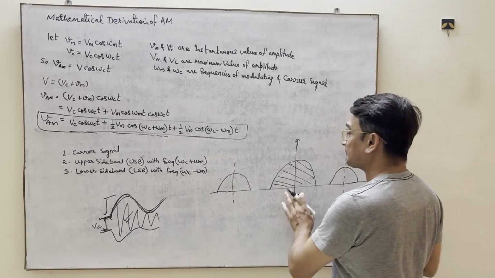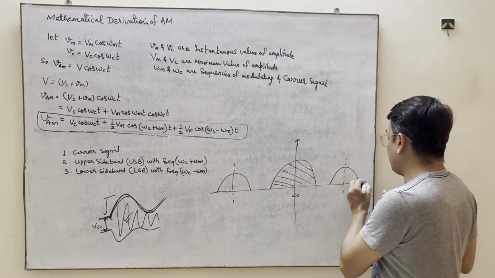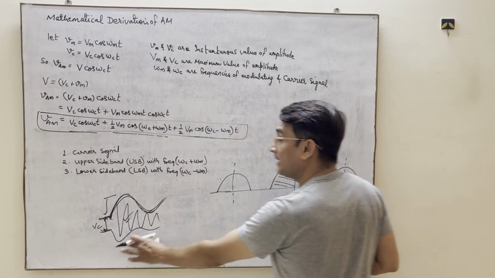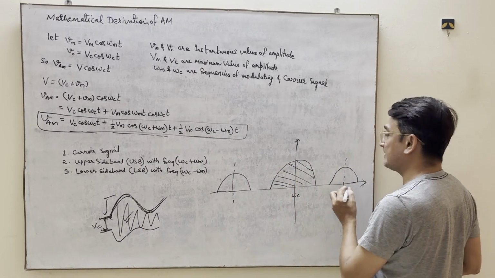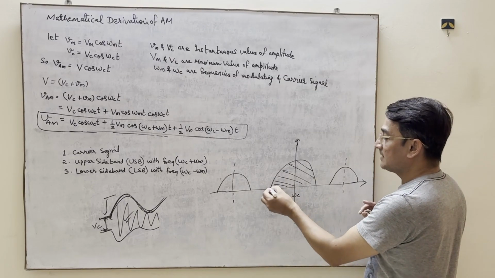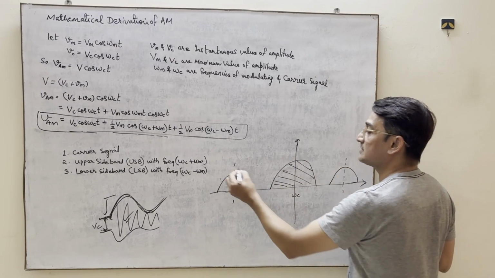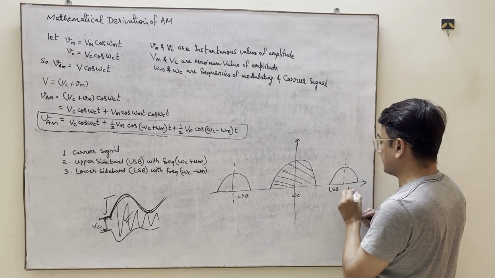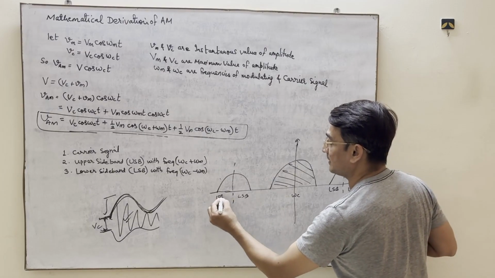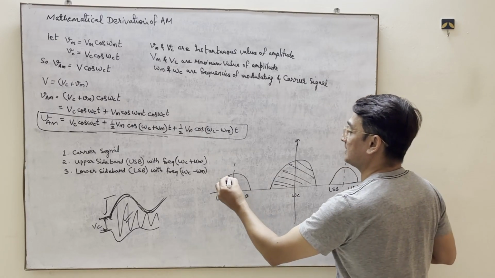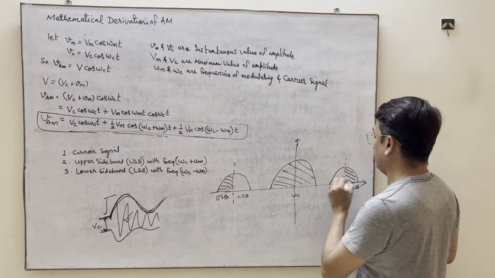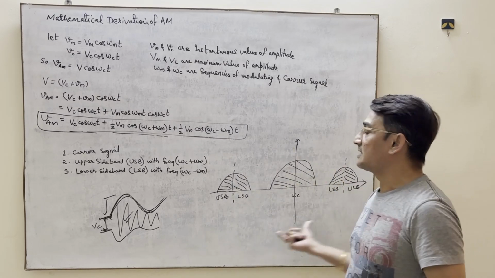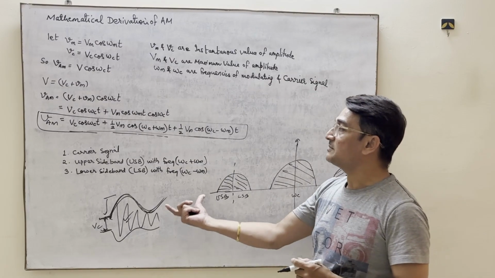This is the diagram of AM in the frequency domain. The earlier diagram representation is of the time domain. This diagram is of the frequency domain. So in the frequency domain, this is the carrier and these are the two sidebands. The inner part is known as the lower sideband, and the outer part is known as the upper sideband. So this part is the upper sideband and this part is known as the lower sideband. So this is the frequency domain representation of the AM signal.